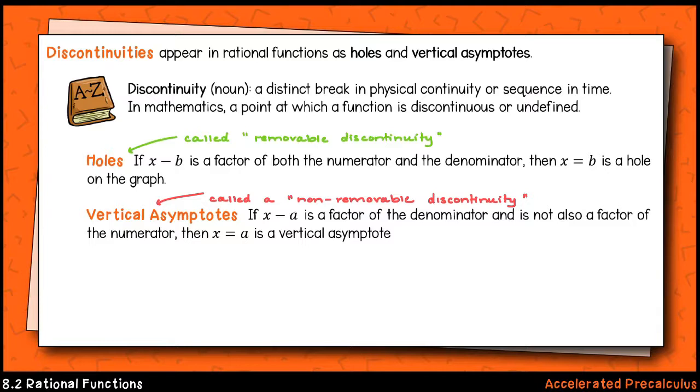Holes occur when a factor, such as x minus b, is present in both the numerator and the denominator. When written in lowest terms, this factor is often simplified out, hence the name removable. These are the easiest to forget because oftentimes students will simply cancel out common factors and completely forget that value is still excluded from the domain. Vertical asymptotes appear wherever there are factors such as x minus a present only in the denominator and not also in the numerator. Let's look at a few.